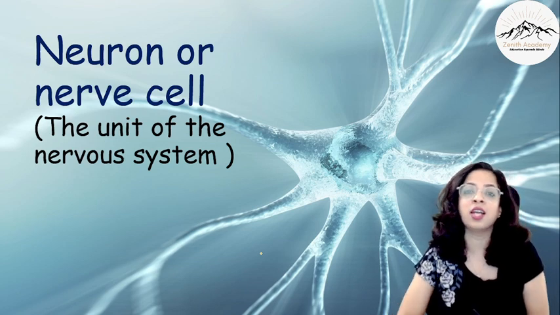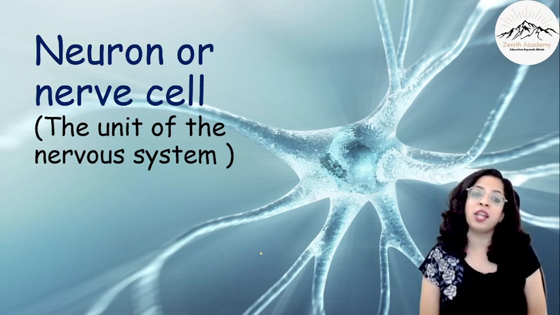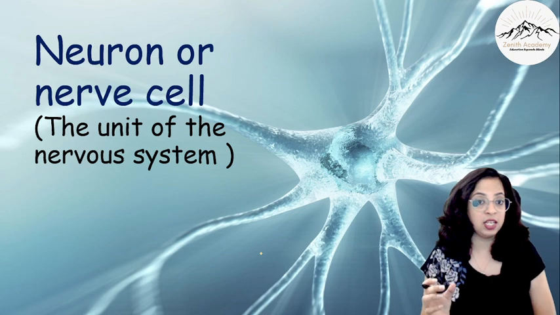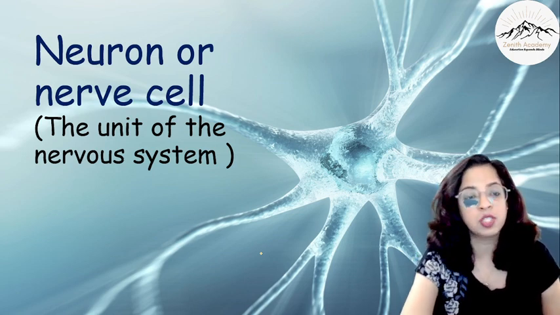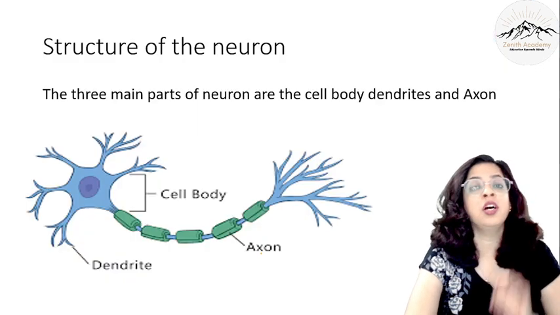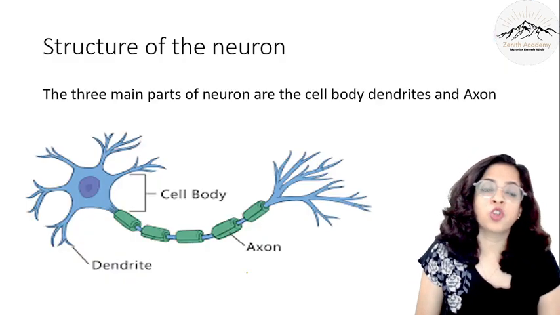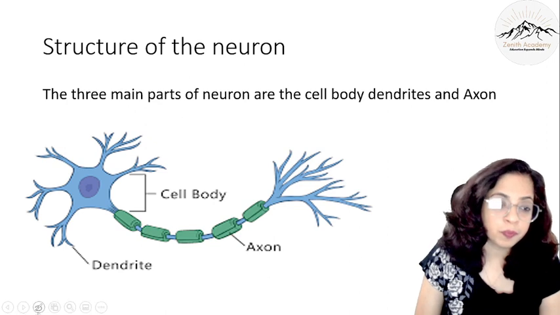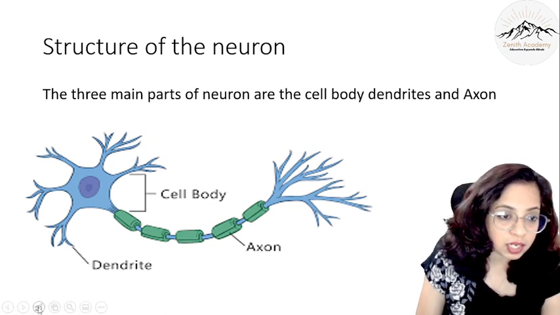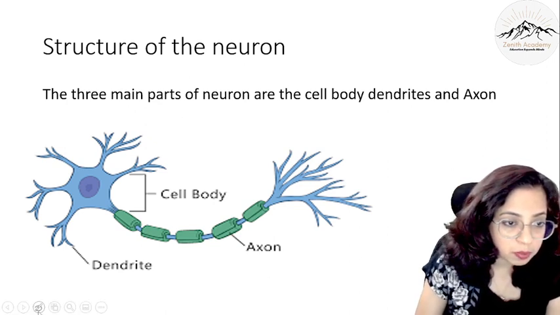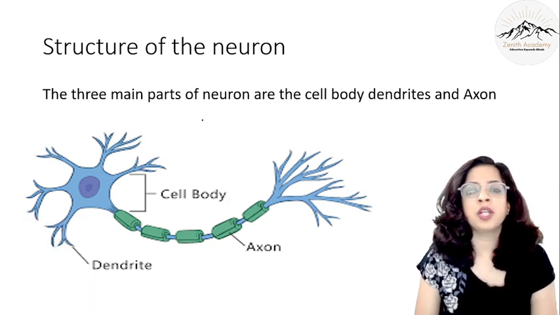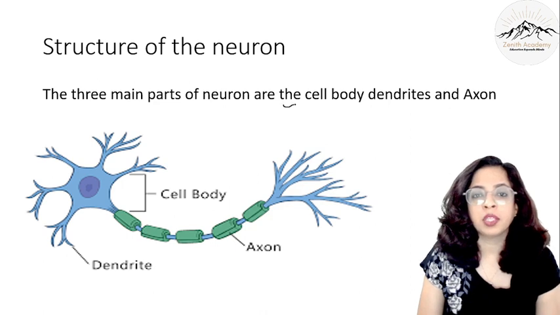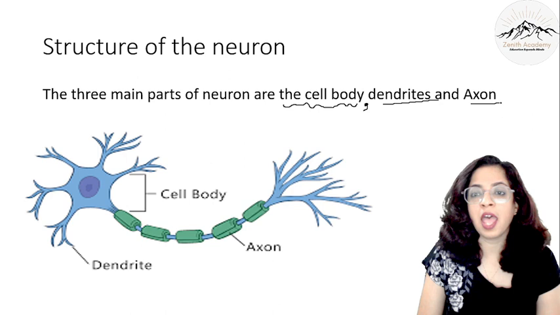Now let's start our chapter by first understanding a neuron or a nerve cell, which is the basic unit of our nervous system. The smallest unit of our nervous system is a neuron. Let's talk about the structure of the neuron. Just a second, I'll take a pen. The three main parts of a neuron are the cell body, the dendrites, and the axon.